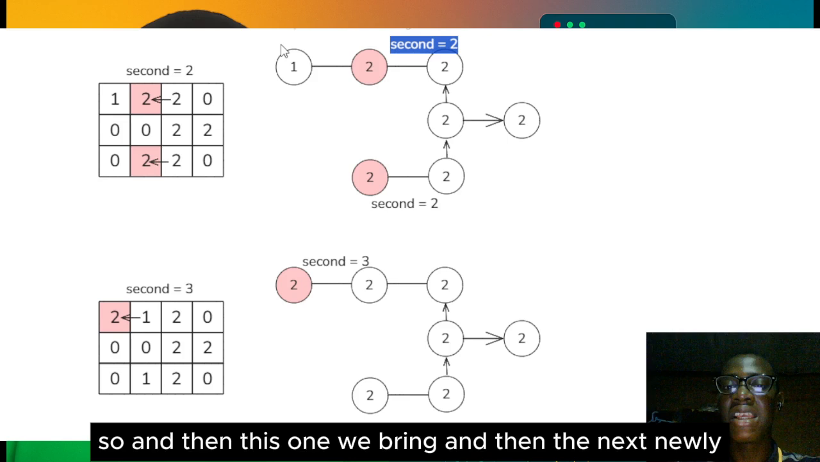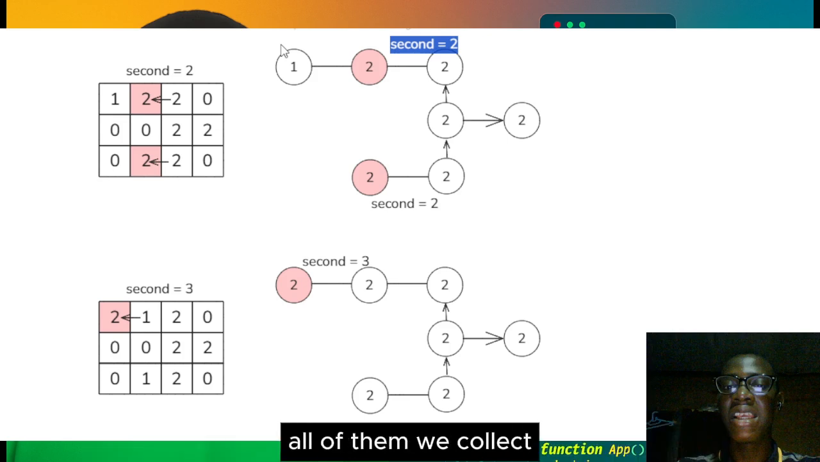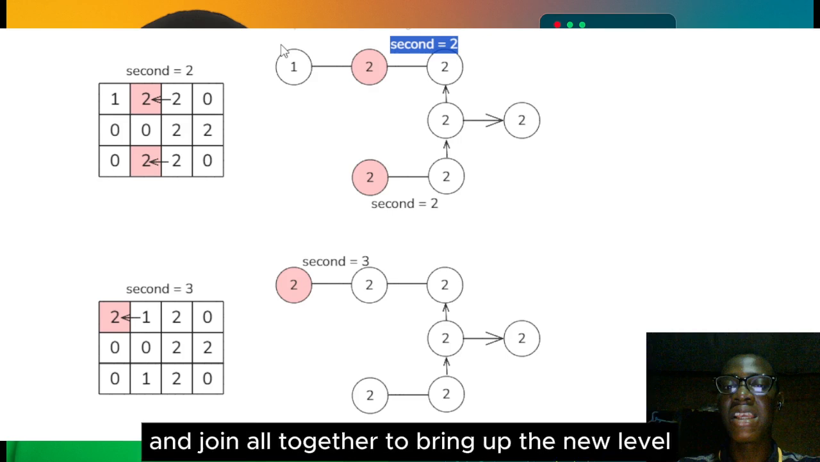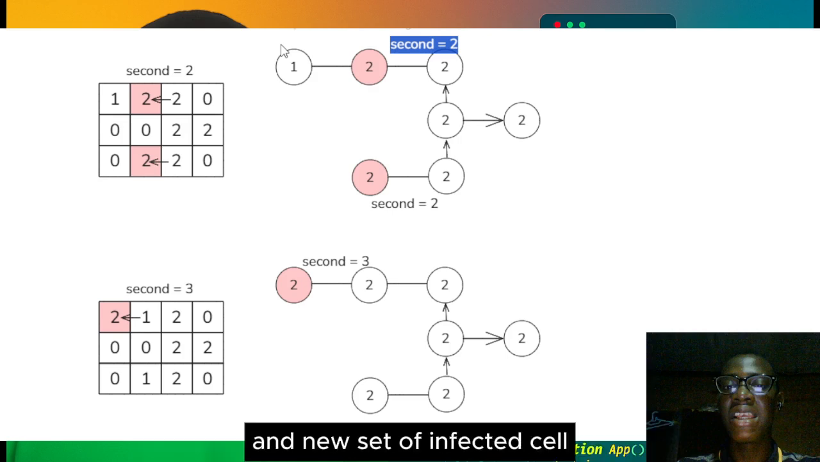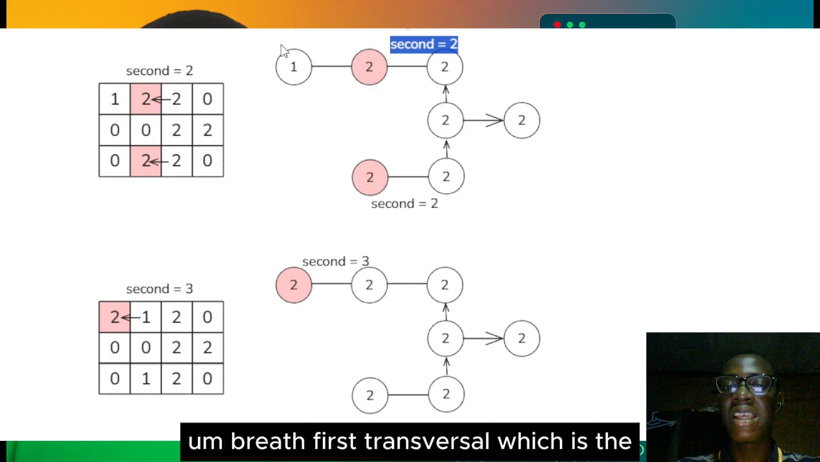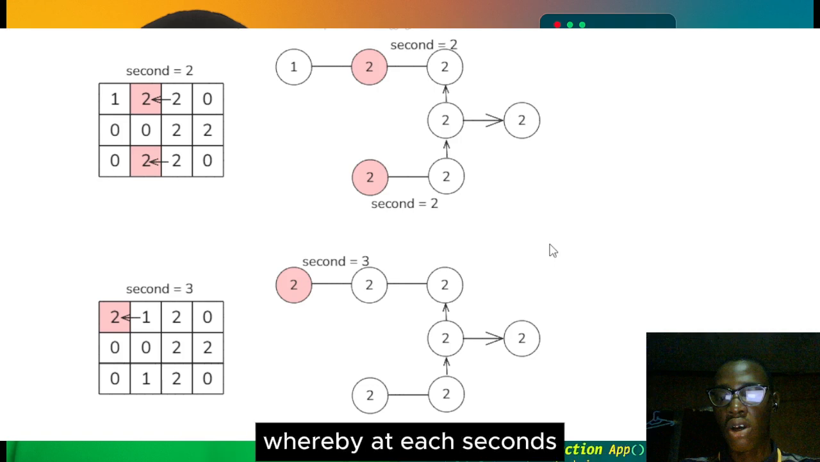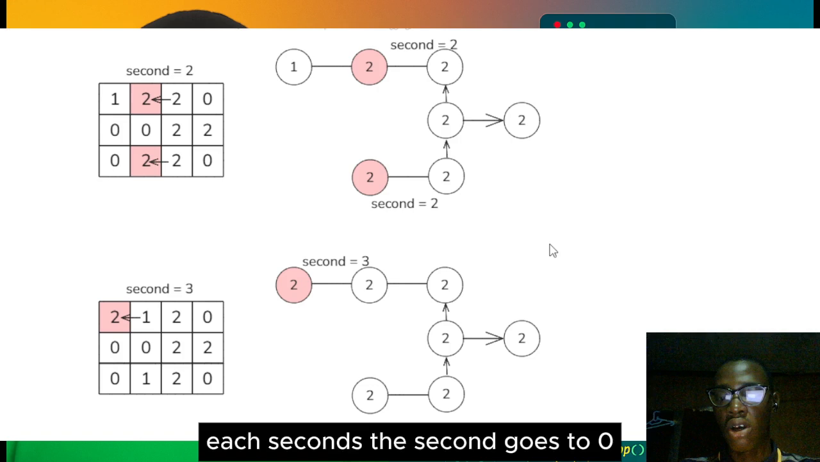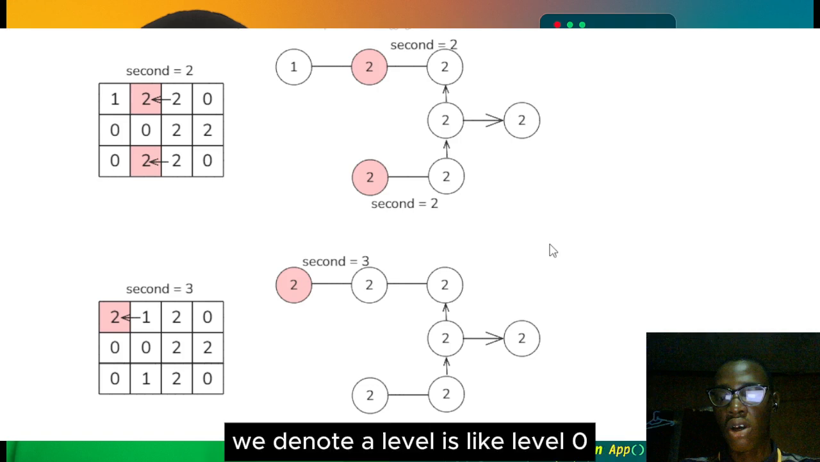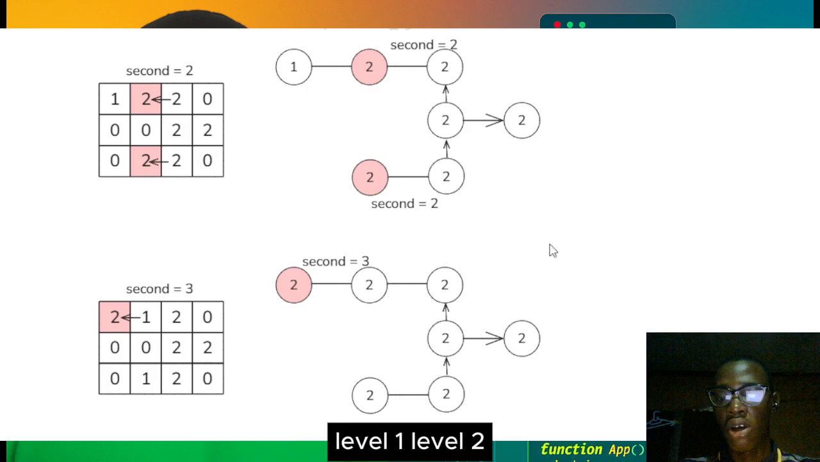So, and then the next newly infected cells, all of them will collate and join together to bring up the new level and new set of infected cells, which is the third level, meaning that we'll be using the breadth first traversal, particularly the level order traversal, whereby at each second equals 0, 1, 2, we denote a level. It's like level 0, level 1, level 2.